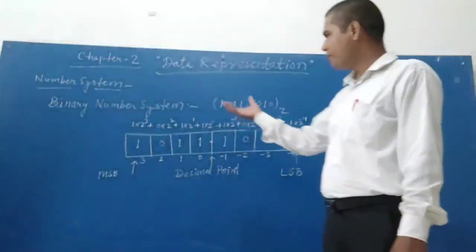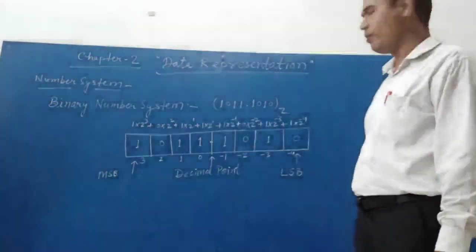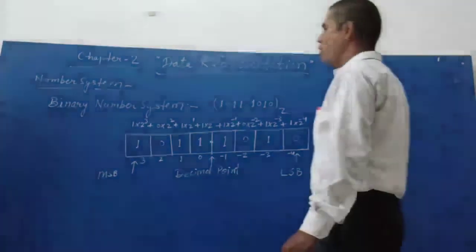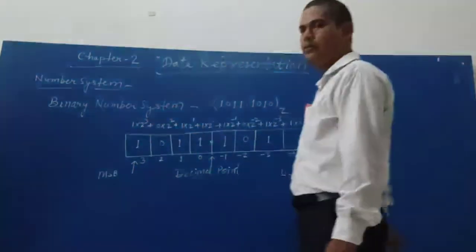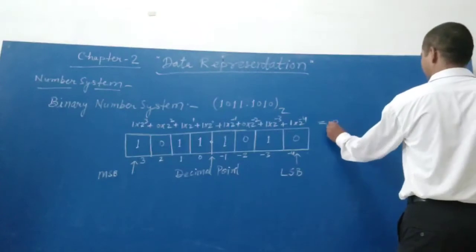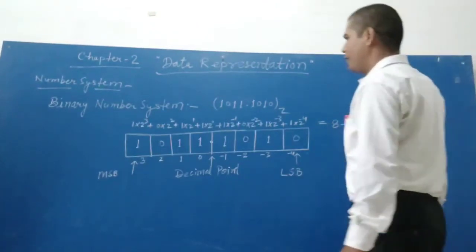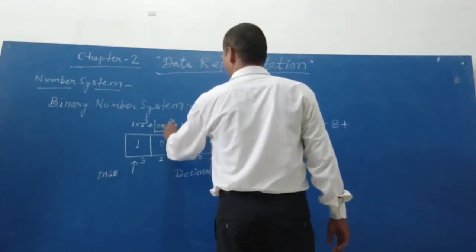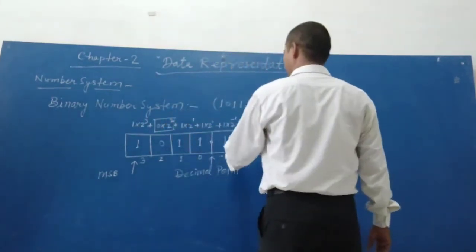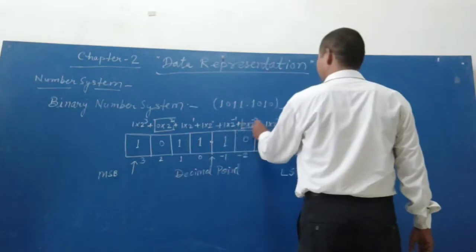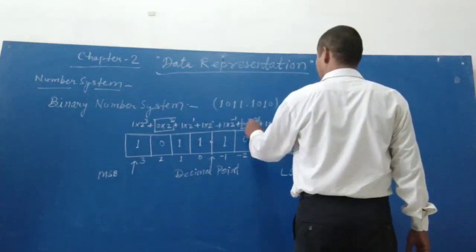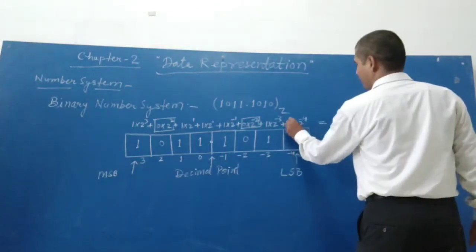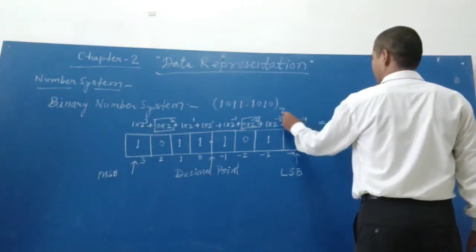Now we represent this number in decimal format. How do we calculate this? 1 into 2 to the power 3 means 8. A number multiplied by 0 has value 0. In the same way here, this is also 0. By mistake I have written 1.